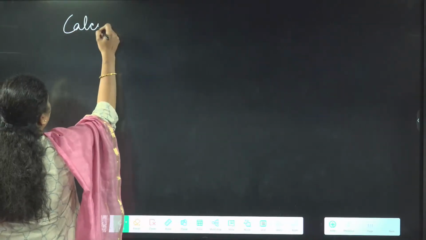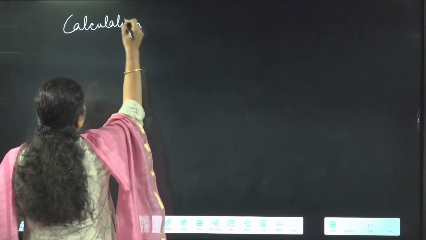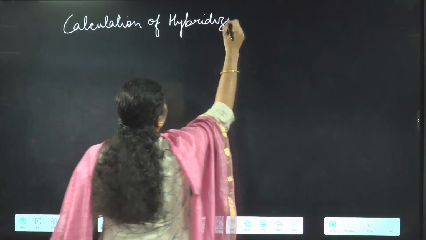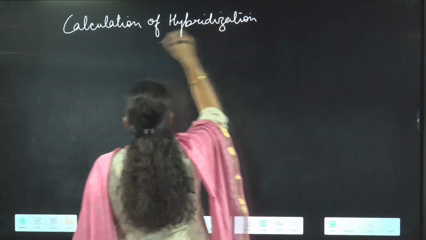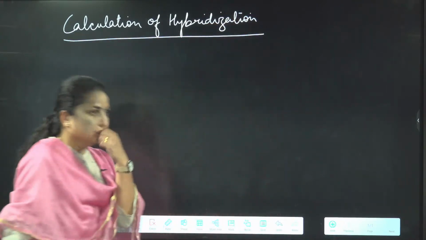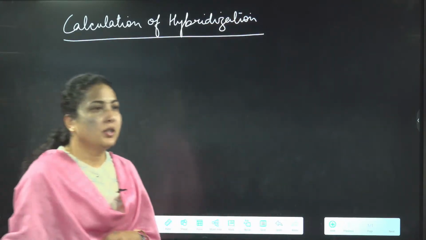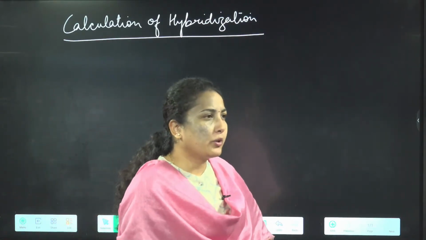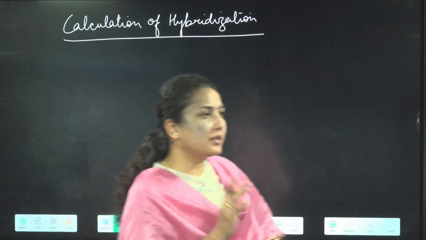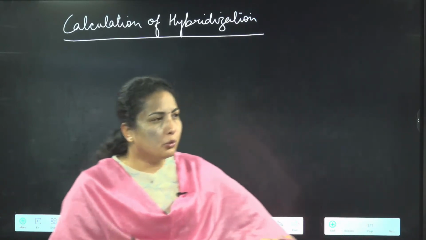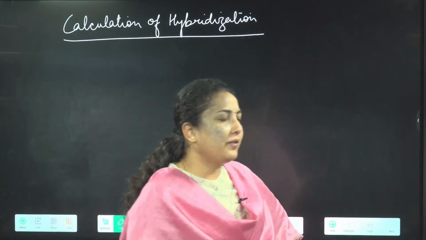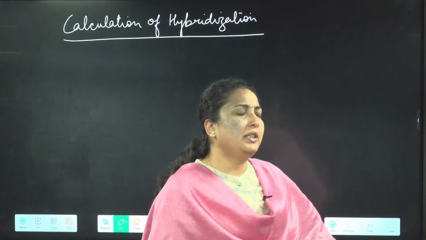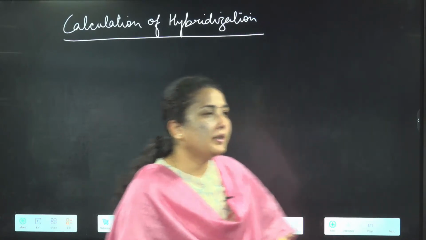Now next is calculation of hybridization. So basically, BeCl2 I've told you also, and I asked you to read from your NCERT. They have given a few more examples, like PCl5 and SF6, right? So it is as such understandable, and you can read it on your own.